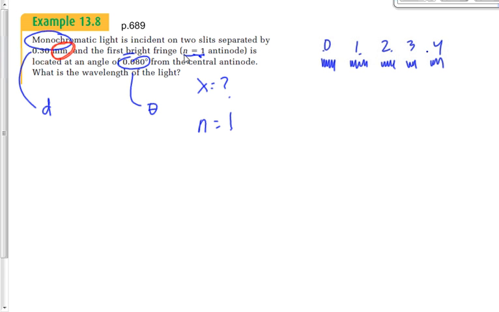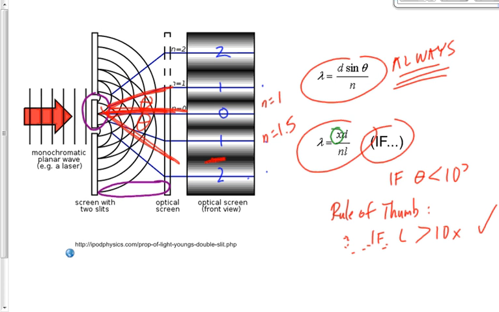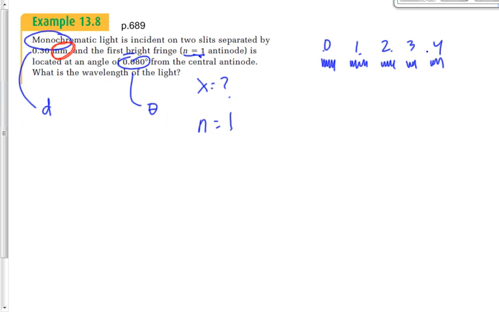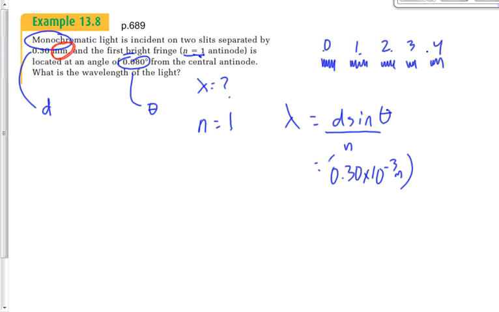Now, which equation are you going to use? You got two of them. We got d, we got theta, we got n. We're looking for lambda. Probably going to use the first one, right? That's good, because that's always valid. We don't need to worry about whether L is greater than 10 times x or not. We just use it. So let's try it. Lambda is equal to d sine theta over n. d is 0.30 times 10 to the minus 3, because it's got to be in meters.